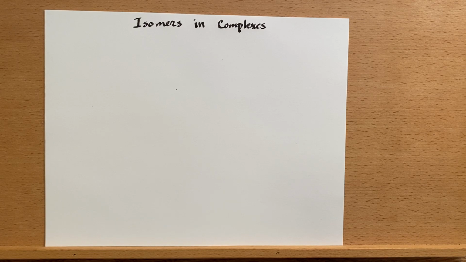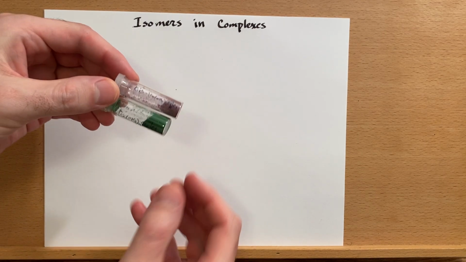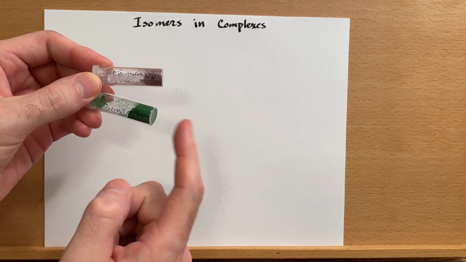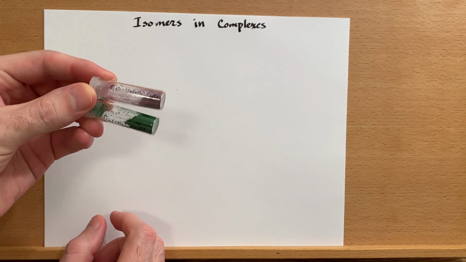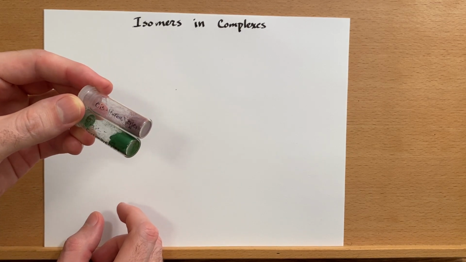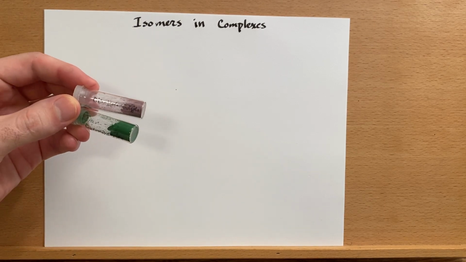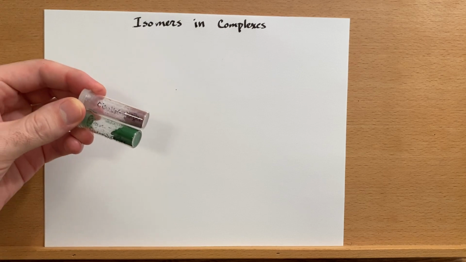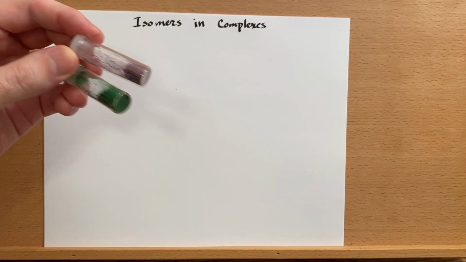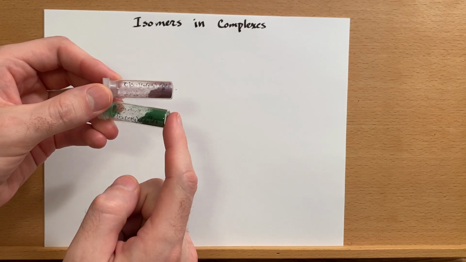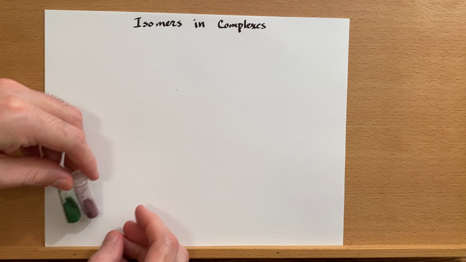Let's talk about isomers in inorganic complexes. As an example here, I have two isomers, and you'll see that one of them is purple and the other one is green. These have the same chemical formula, and it is tetraamine dichloro cobalt 3 chloride. The purple one is the cis configuration, and the green one is the trans configuration.